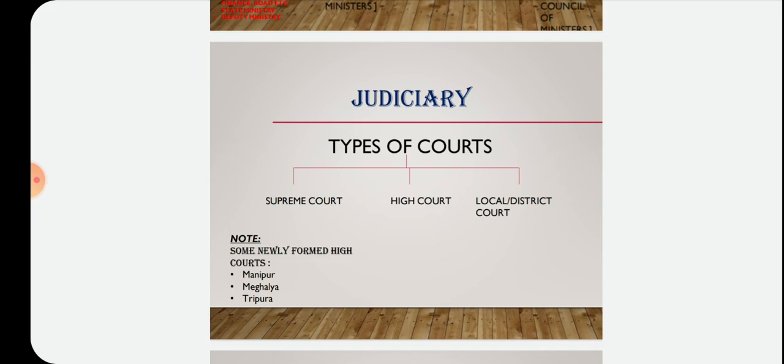The judiciary is a body which provides justice according to the law made by the legislative and according to the law enforced by the executive. This is all about the judiciary.